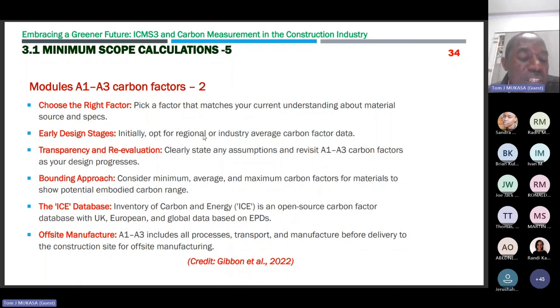And they still emphasize the ICE database. ICE stands for the Inventory of Carbon and Energy, and this is an open source carbon factor database with UK, European, and global databases, okay?